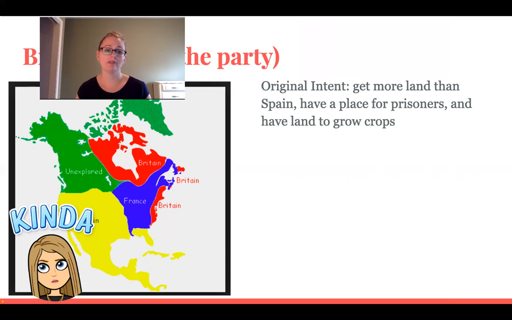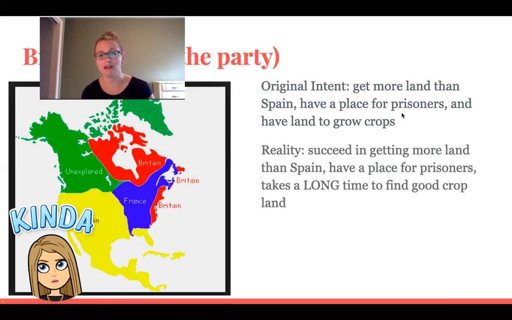And they wanted to have land to be able to grow crops so that they could use those items to sell them and make money. So that was their original intent. So let's talk about the reality. They succeed eventually in getting more land than Spain.